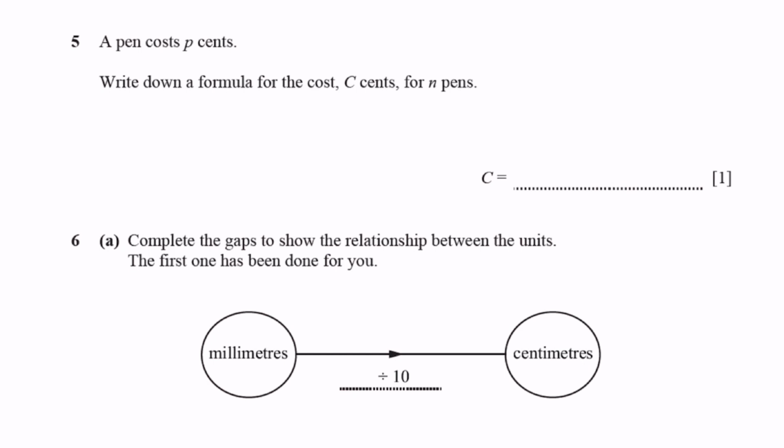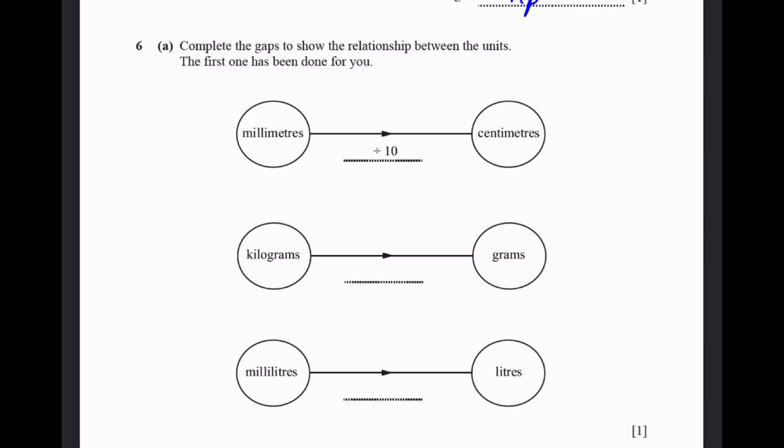Question 5. A pen costs p cents. Write down the formula for the cost c cents of n pens. So if the cost of one pen is p cents, the total cost for a number of pens is p, the cost, multiplied by n, the number of pens. So c is equal to np. That's the answer.